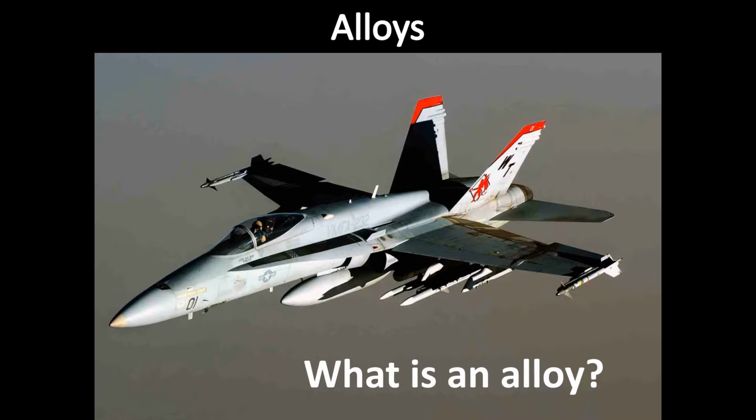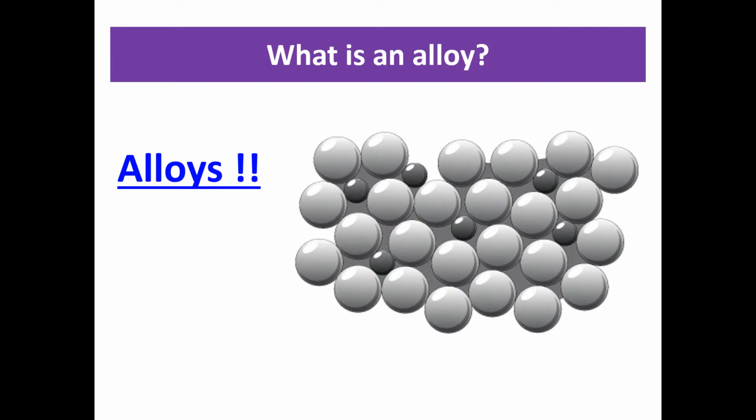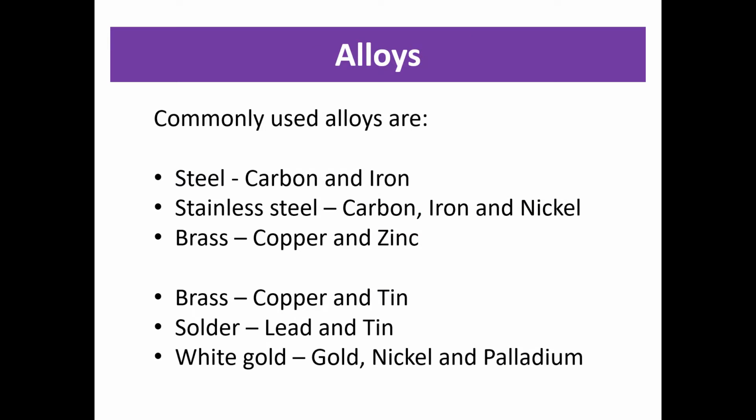So what does that mean? What do we mean by alloys? There's a clue here with a picture. Again, this is something you may see in an exam. We're going to go back to the model using our biscuits. First of all, you need to know about 3 alloys.